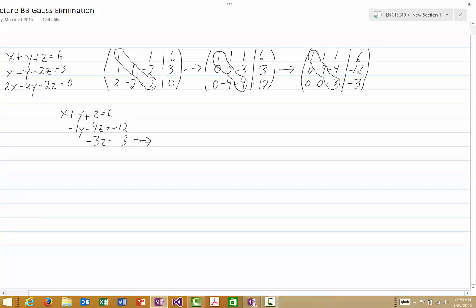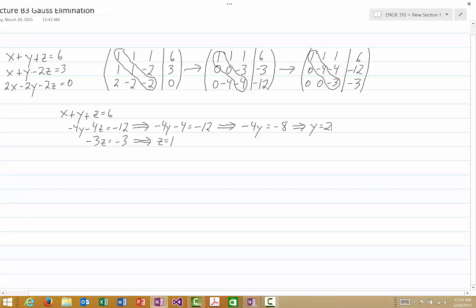Of course, it implies that z is equal to 1, and then we use back substitution, substituting this value for z back into the second equation, and let's see what that will give us. We will get -4y - 4 is equal to -12. I get that by simply substituting in z equals 1. And now if I add 4 to each side of the equation, I'll get -4y is equal to -8. And that tells us that y is equal to 2.